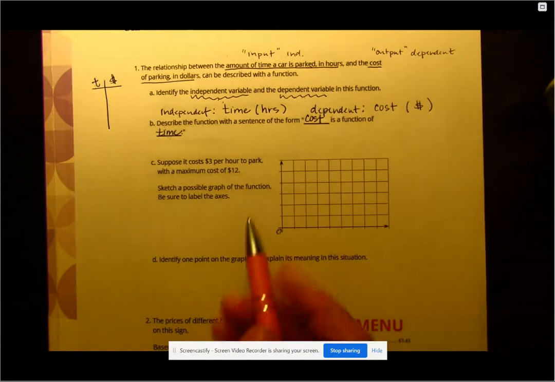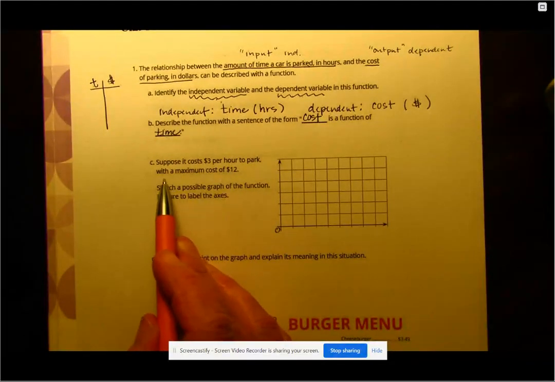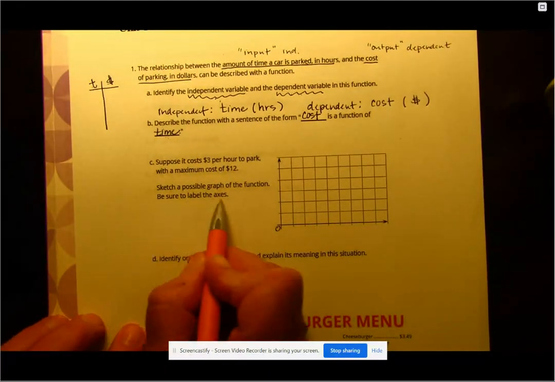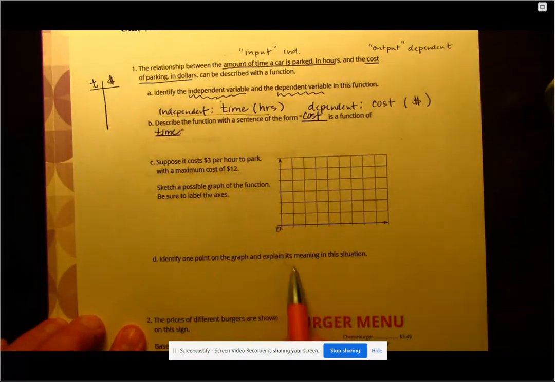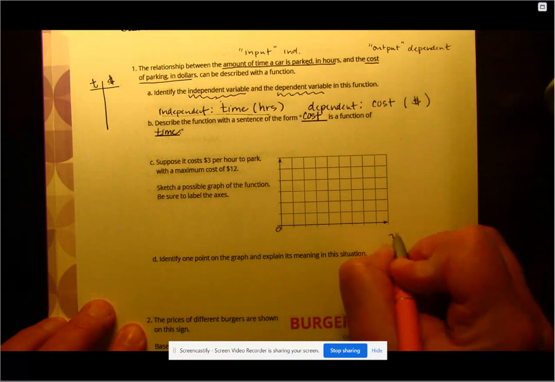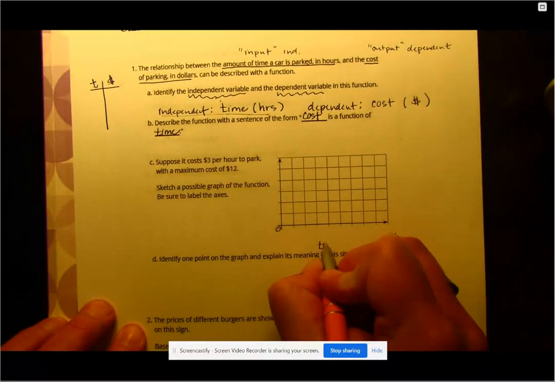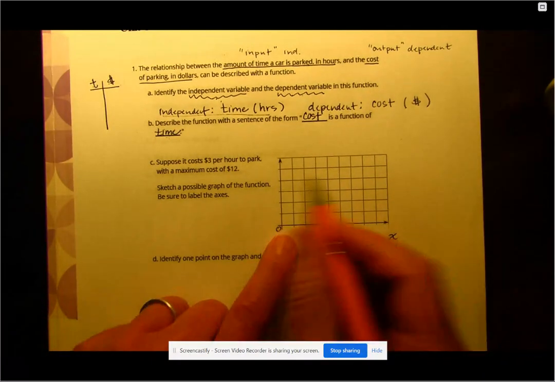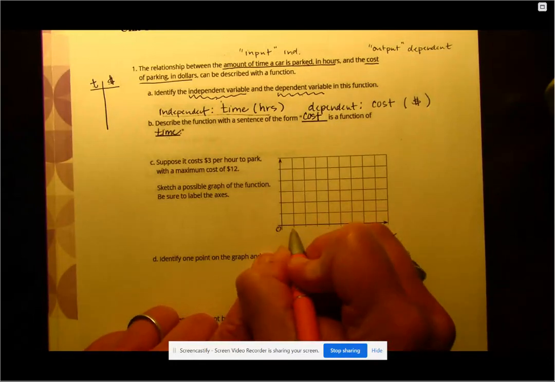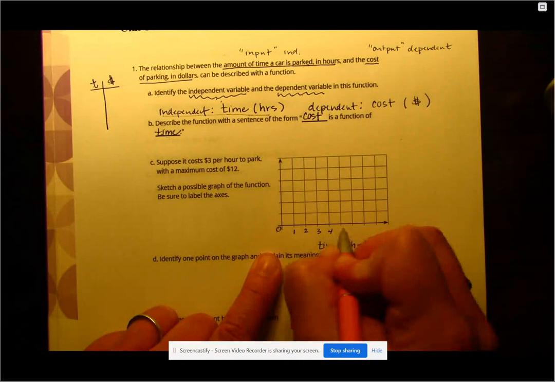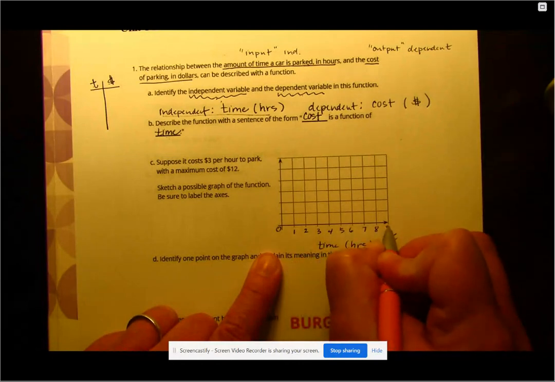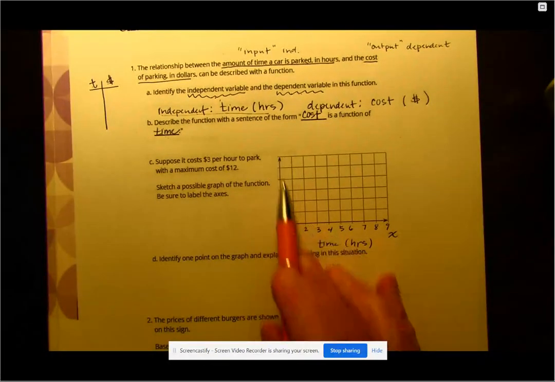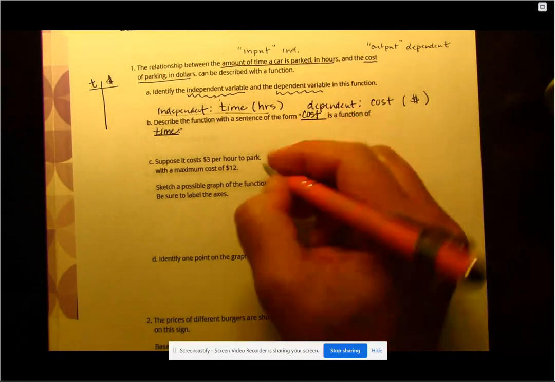All right, so suppose it costs $3 an hour to park with a maximum cost of $12. Okay, sketch a possible graph of the function. Be sure to label the axes. So the independent always goes across the x-axis. Okay, we are measuring time in hours. So since it's $3 per hour, let's just go count by ones. 1, 2, 3, 4, 5, 6, 7, 8, 9. Okay, we're measuring time in hours. And across the y-axis, the dependent variable is the cost in dollars.